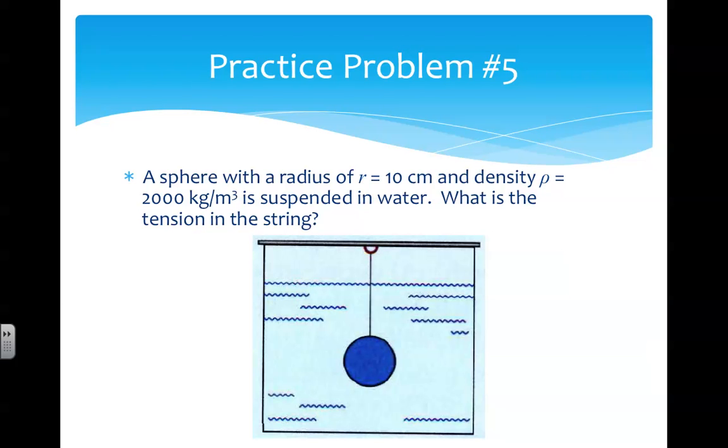Beginning with our free body diagram, the sphere has a weight down, a buoyant force up provided by the fluid, and in this case, a tension upward. The tension is upward because the sphere is more dense than the water, so the sphere wants to sink. So the string attached to the sphere is keeping it from sinking, and therefore is providing an upward force.